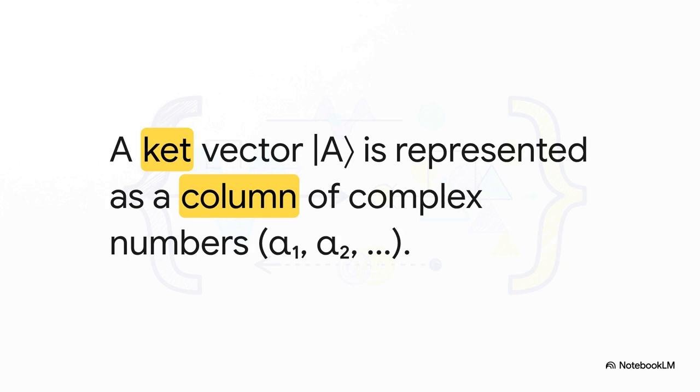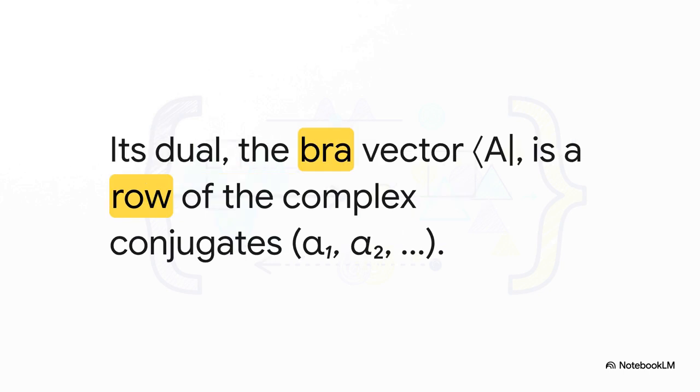And each of these little alpha symbols in there, those are the complex numbers that actually define the state of our vector. So if the ket is a column vector, what about its dual, the bra? Well, its corresponding bra, A, is a row vector.